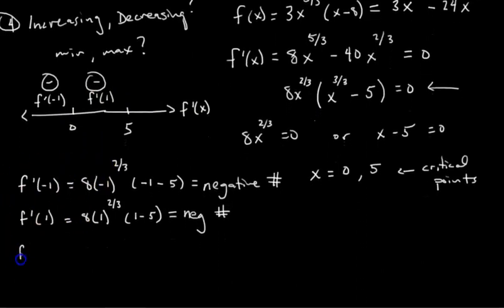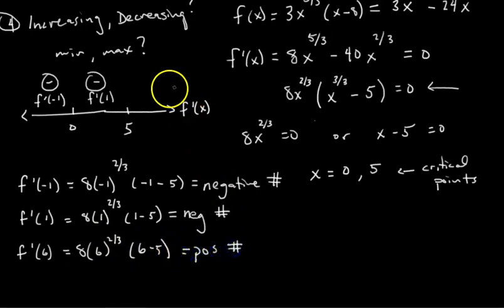So then let's test anything greater than 5. Let's do f prime of 6. Then we would get 8 times 6 to the 2/3, which is going to be a positive number, times 6 minus 5, which is also going to be a positive number. So this whole thing is positive. So any value greater than 5 has the derivative being positive, meaning the original function is increasing.